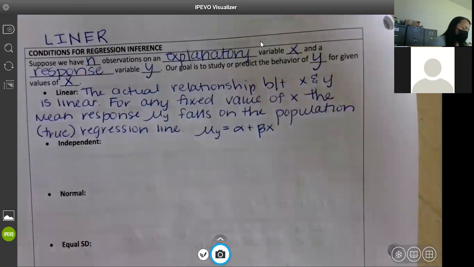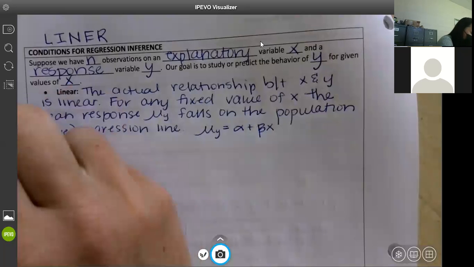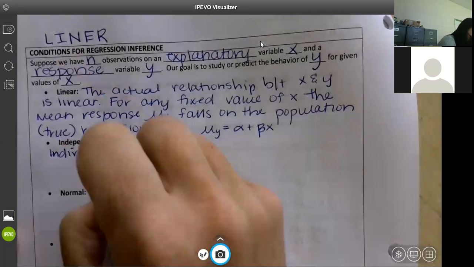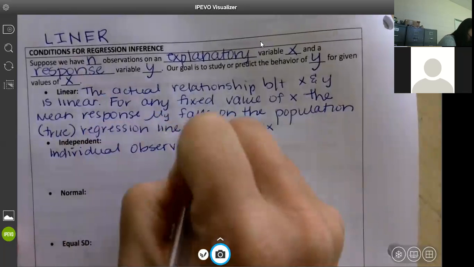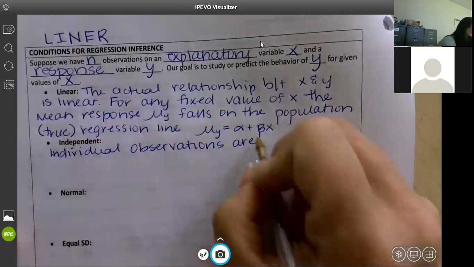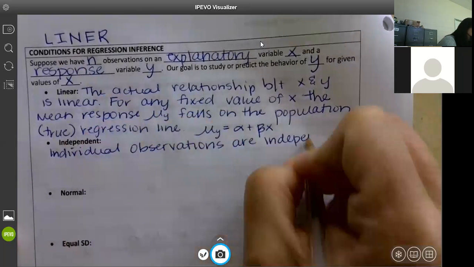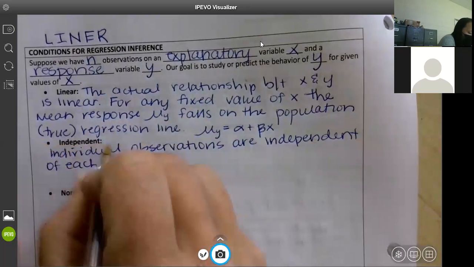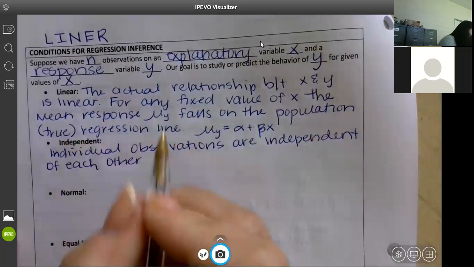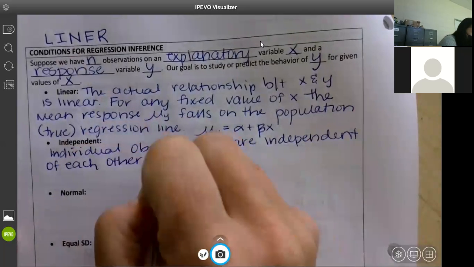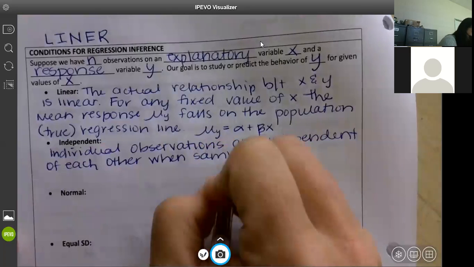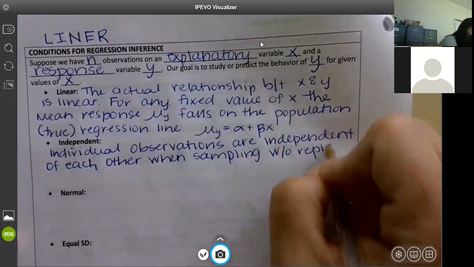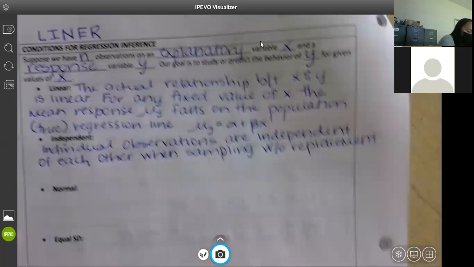Okay. Independent. Individual observations are independent of each other when sampling without replacement. And it's still the 10% condition.